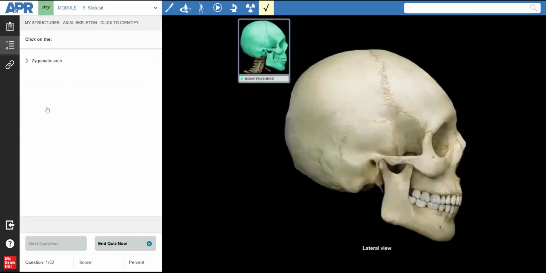Right, so as soon as you hit take this quiz, you can see at the bottom left that this will give you the 52 questions to answer. You can do this as many times as you like, and then just send me your highest score.